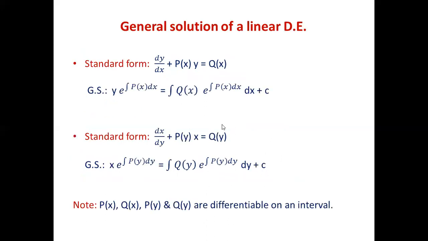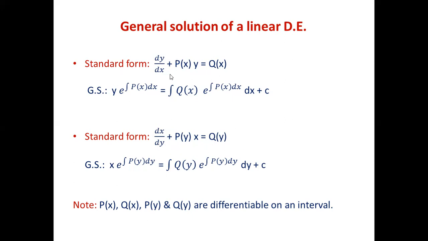In another form here, the dependent variable is x and the independent variable is y. So this is the derivative of the dependent variable with respect to the independent variable y. And then the second term is a function of y multiplied by x. On the right side, you have a function of y. So there are two different forms here. In the first form, this is a differential equation in y. The second form is a differential equation in x.